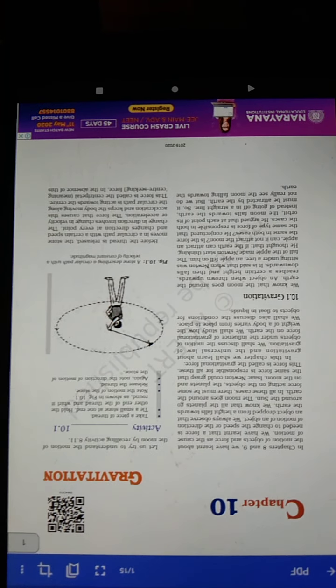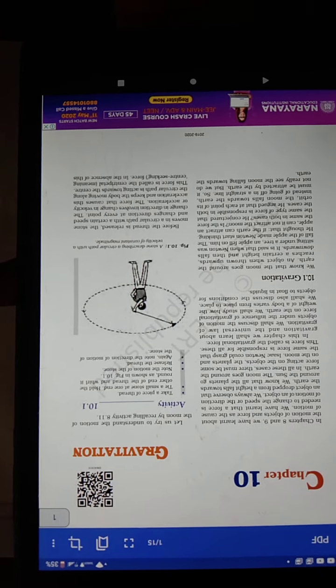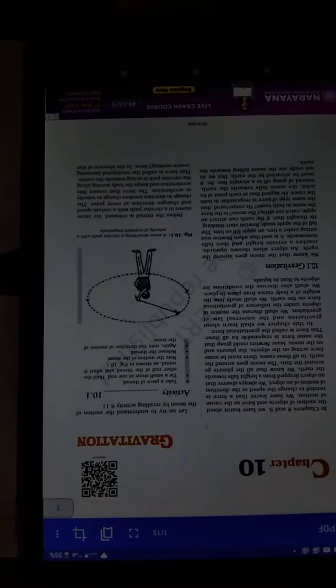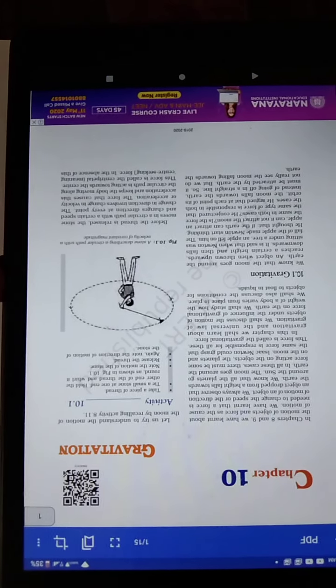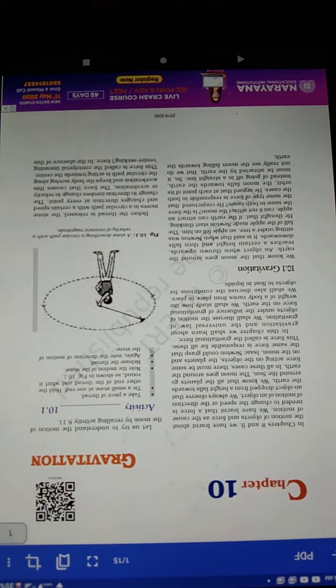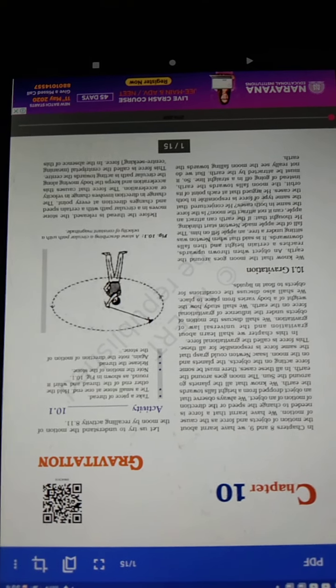Today we'll start with the new chapter called gravitation. Students, in the gravitation lesson, as we generally know what gravitation and gravitational force are, but in this chapter we'll go into details of what gravitation is, its introduction, what the main theory behind it is, and how it was formulated, all these things.